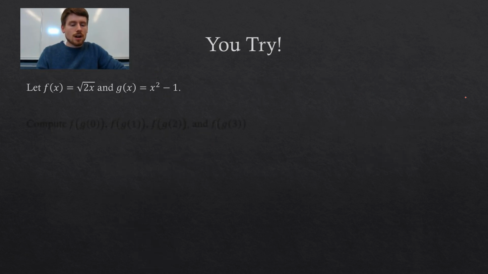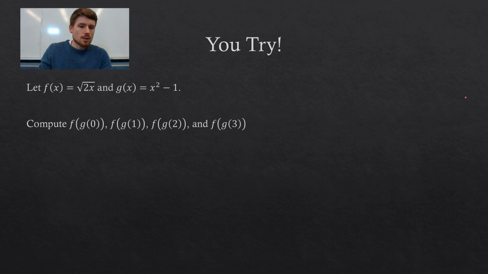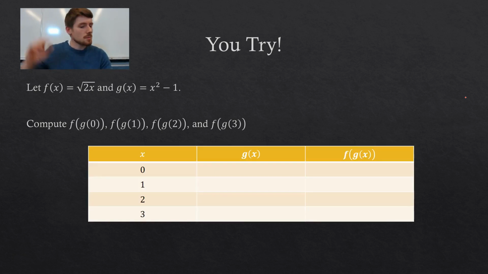Okay. All right, now you try an example. Here's two functions, f of x is root 2x, so that's 2x inside the root, and g of x is x squared minus 1. Go ahead and try computing f of g of 0, f of g of 1, f of g of 2, and f of g of 3. So I've set up a table for you. You can just try to fill these out.